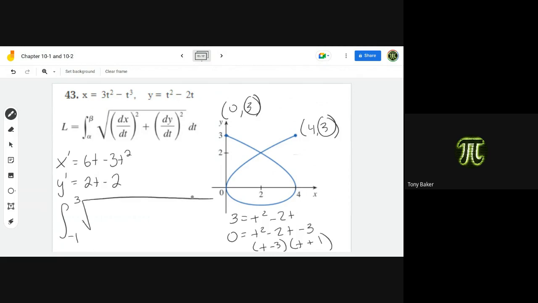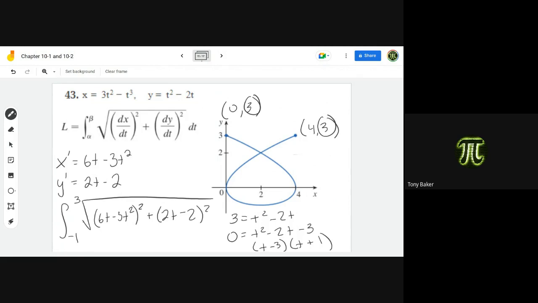And then we have the square root of (6t minus 3t squared) plus (2t minus 2) squared. All right, questions on the derivatives? I don't think anybody had questions on those. How did everybody understand, see how I found the t values?